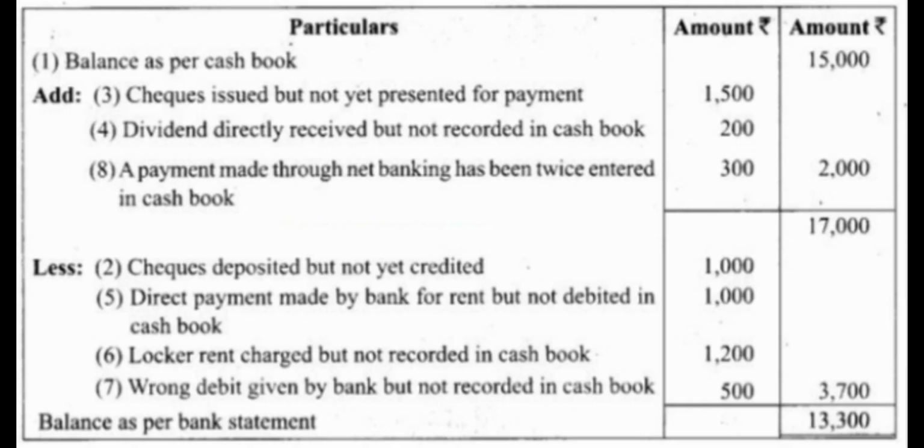This is the answer. We started with balance as per cash book 15,000 and our answer, balance as per bank statement, that is our passbook, is 13,300. That's all. This is SK signing off.